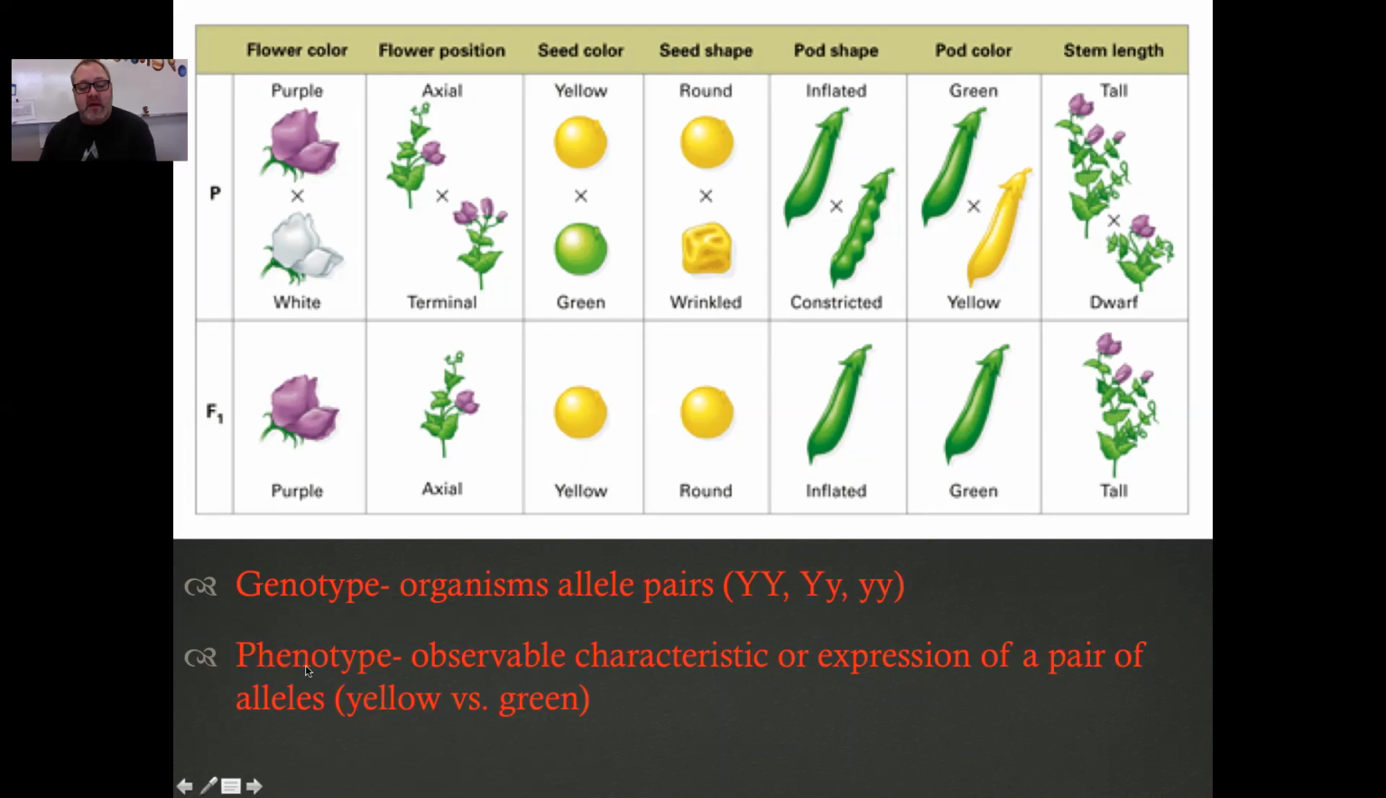The phenotype then is what we actually see, the things that we observe. Yes, we're talking about color, so obviously we can't feel the difference between yellow and green, but it's a visual cue. So is it yellow or is it green? Each one of these, flower color, position, seed color, shape, pod color, stem length, is a different phenotype caused by a particular genotype, if that makes sense. I hope it does make sense, because we'll be referring to phenotypes and genotypes an awful lot.